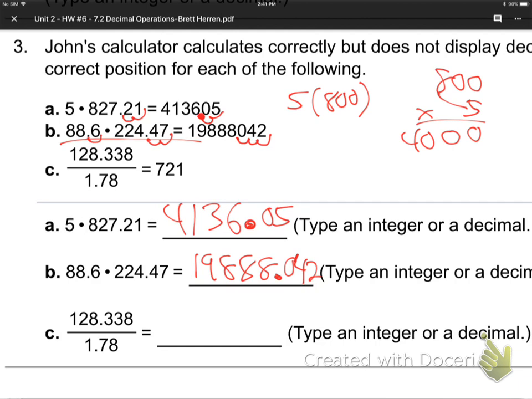Now, part C is a little more tricky. Part C, we're going to have to estimate more. Are you guys comfortable with estimation? They mean take this number and say, look, it's about 128 over about 2. Just go to whole numbers. This would be on that no calculator part, where you can't just hit the buttons. But are you comfortable with numbers?